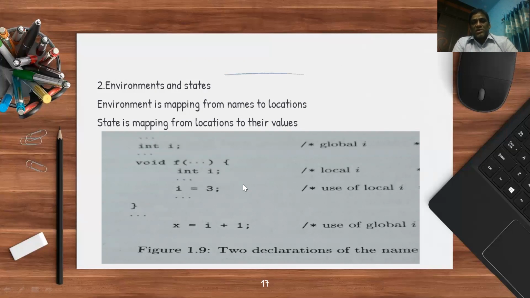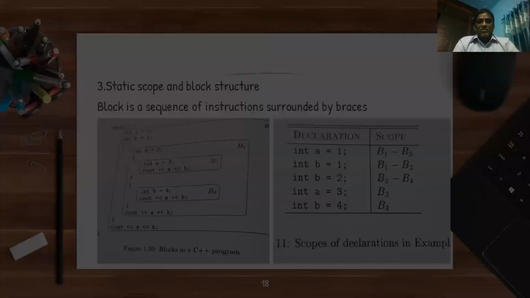So location is nothing but the exact address, and the value of this location is determined by the state. So when you say i is equal to 3, it means it is referring to this location i, that is the local i. And x is equal to i plus 1, this statement refers to the location i, the global i. Okay, so this is another thing that we need to remember, because all these topics will be used while optimizing our compiler codes. That's what we are learning here. All these basics will be required there.